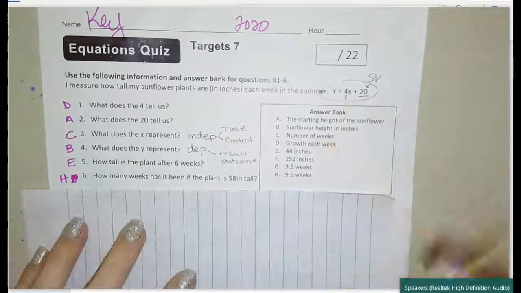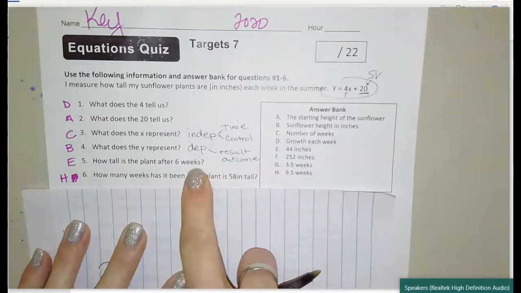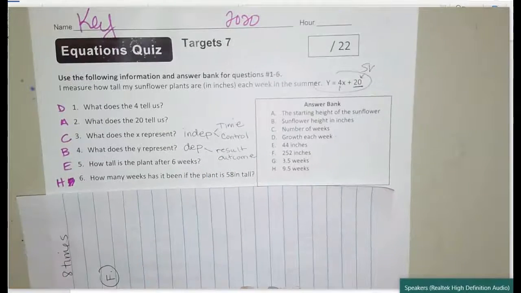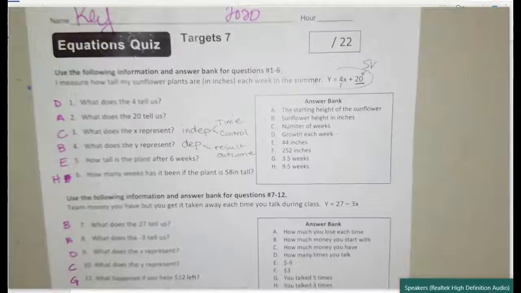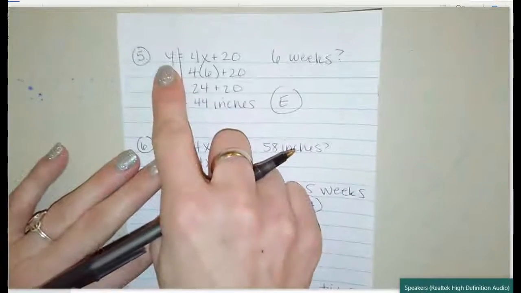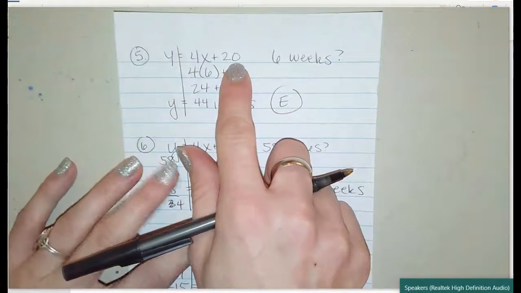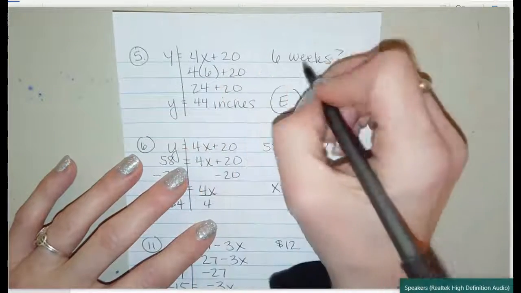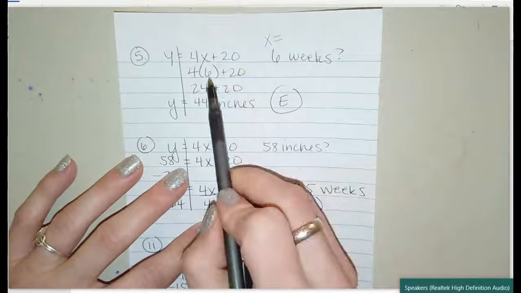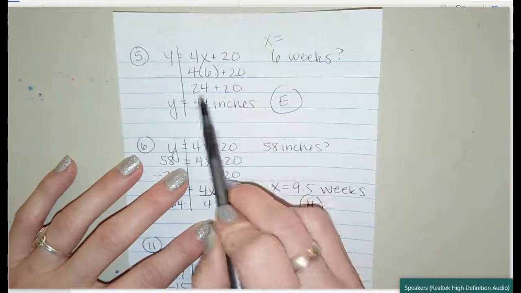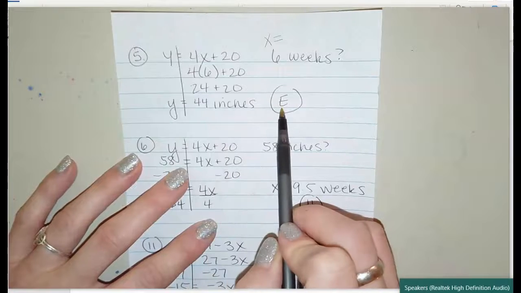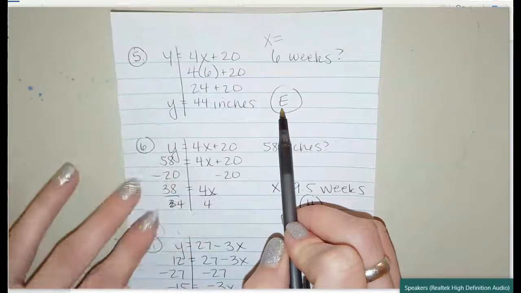Okay, and then we have 2 questions that ask us to use the formula, right? How tall is the plant after 6 weeks? So here's my work for that one, number 5 and number 6. So I copy down the equation, y equals 4x plus 20, and then 6 weeks, I'd plug that in for x, right? How many weeks? X is weeks, so 4 times 6 plus 20, and then I'm just working that out, order of operations, and I get that the height is 44 inches, which is choice E on the quiz.